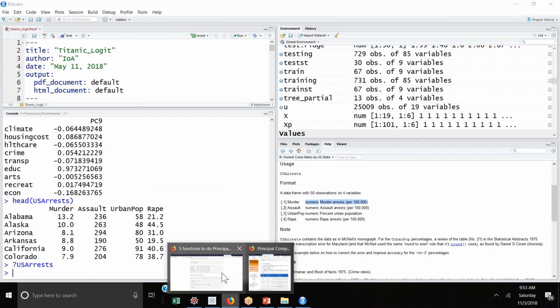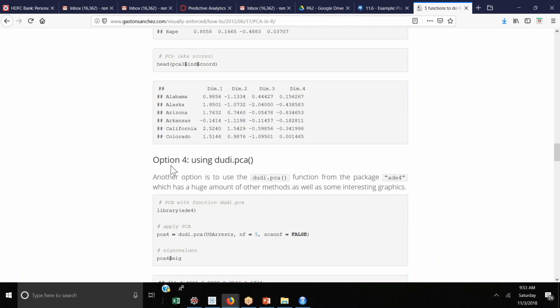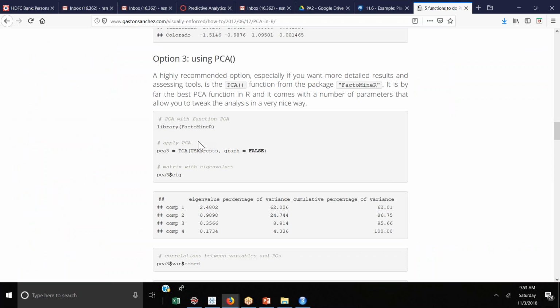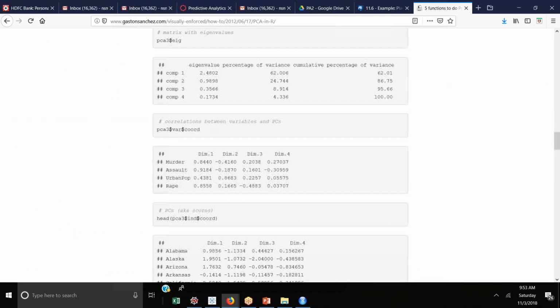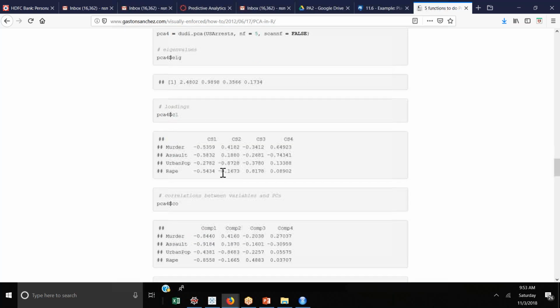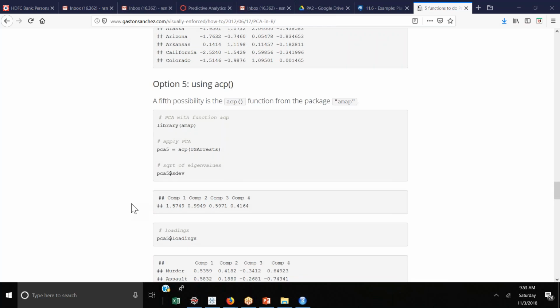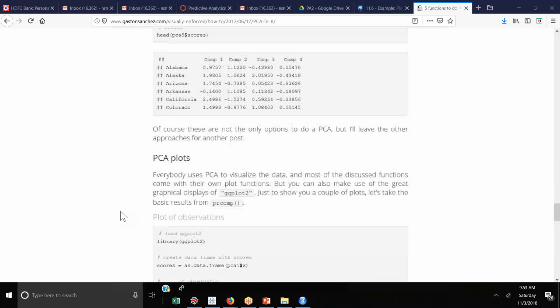Now, there are many ways to do it. I'm going to use prcomp. So I just run prcomp, PCA, apply PCA. Okay, let's do this because I can show some interesting graphics. That is the idea.